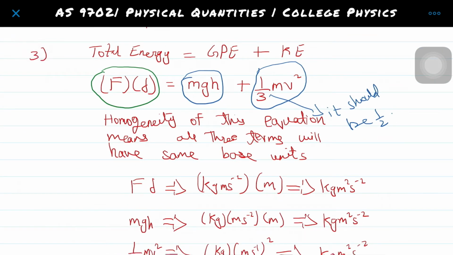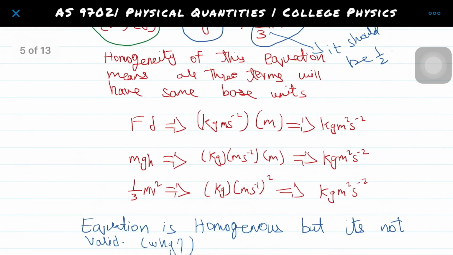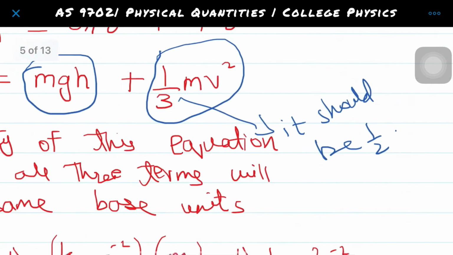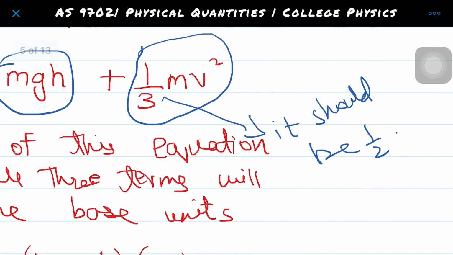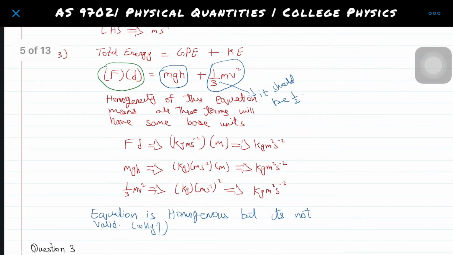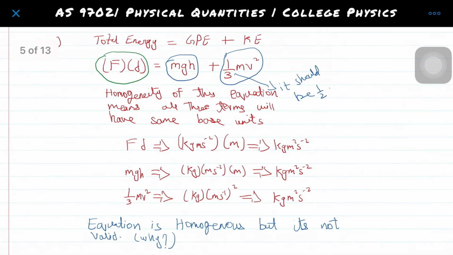So this equation would be homogeneous, which means that all the base units of all the terms on the left hand side and the right hand side would be identical. However, it would not be valid. Why would it not be valid? It is because the formula of kinetic energy needs to be 1 upon 2 mv square. However, we've been given 1 upon 3 mv square. So it is only experimentally that we can actually determine whether an equation is valid or not.